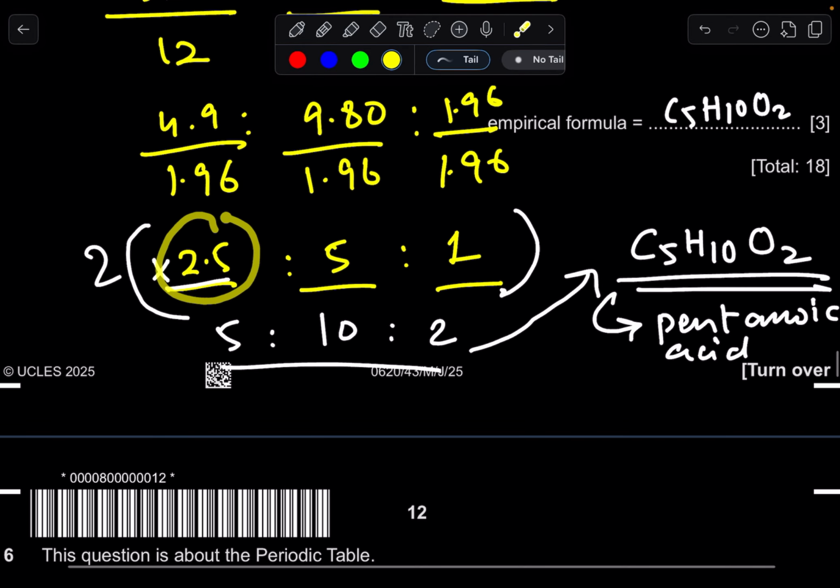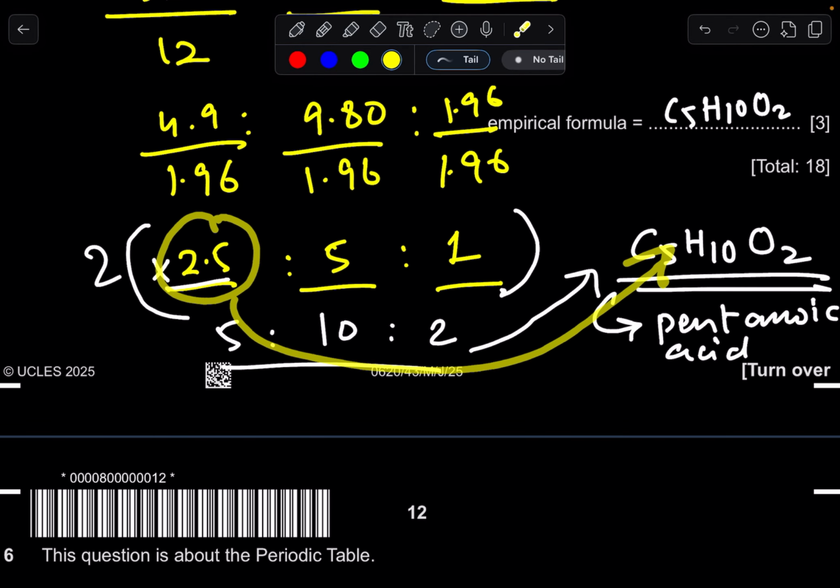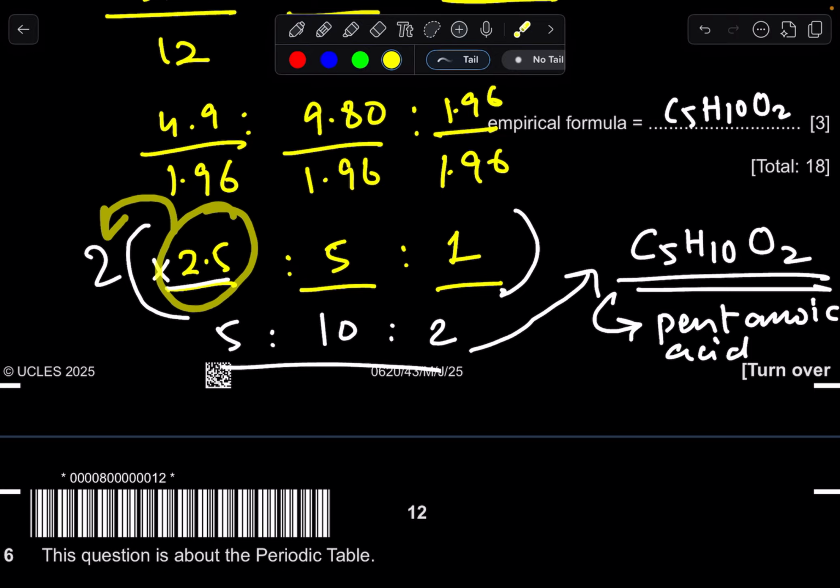Because I cannot write 2.5. Why can't I write 2.5? Because that's exactly in the middle of 2 and 3. I cannot write middle numbers. I need to shift either to the backward or the forward number. So I shifted a number by multiplying it with 2. So the entire equation, all the things, got multiplied with 2.